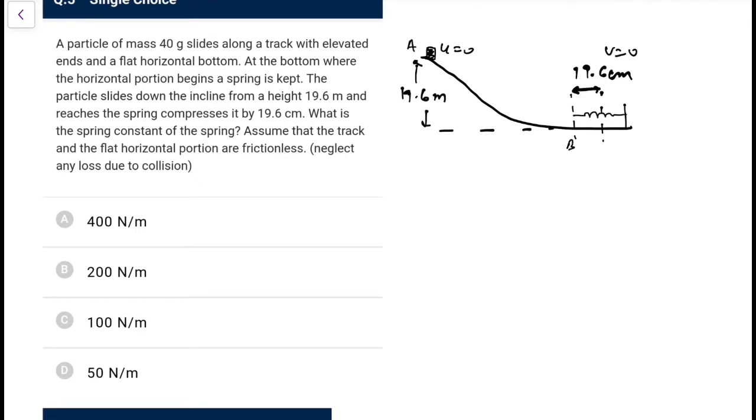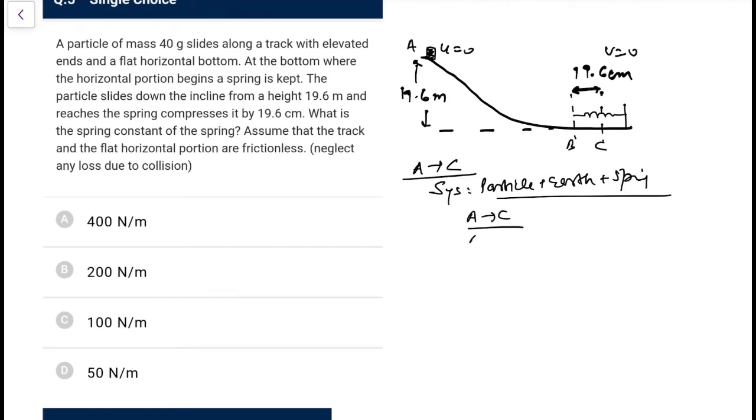This point is A, this is B, this is C. So directly I can say for A to C, treat the system as the particle plus earth plus spring. We know two agents are doing work on the particle, one is the spring and one is gravity, both included in the system. So from A to C, delta K is 0.